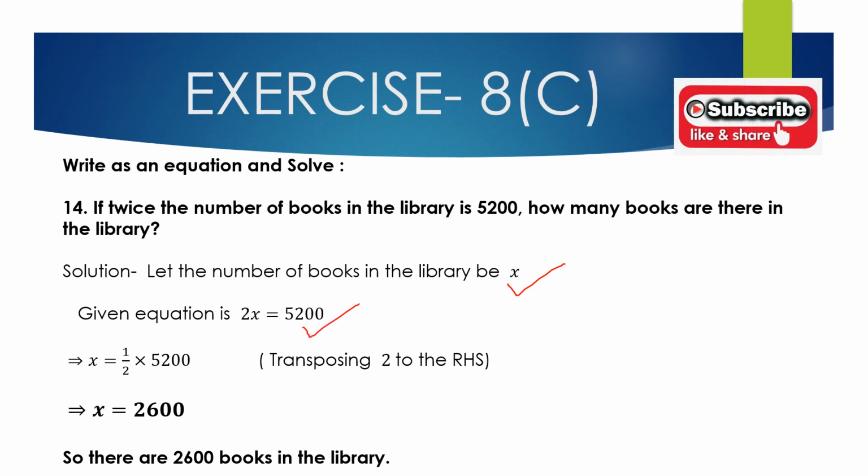Now transposing 2 to the right hand side, this multiplication changes to division symbol. So x will be 1 divided by 2 multiplied with 5200. Now 2 cancels with 5200. Now x will be 2600. Now there are 2600 books in the library.